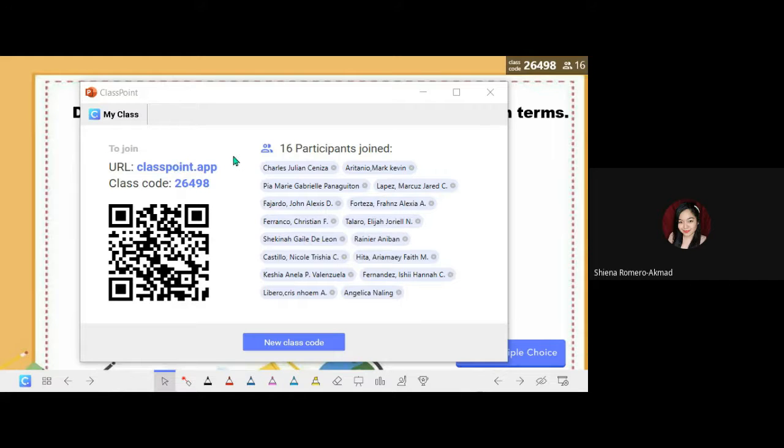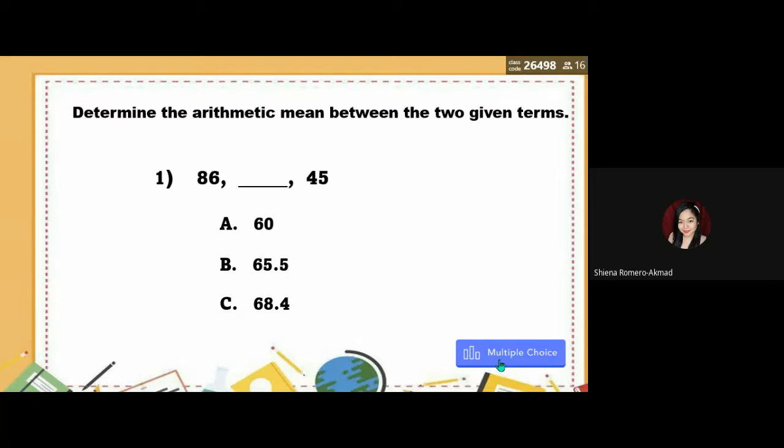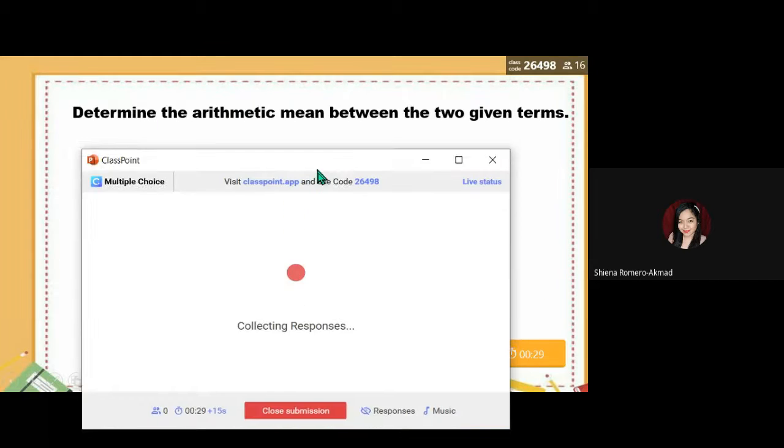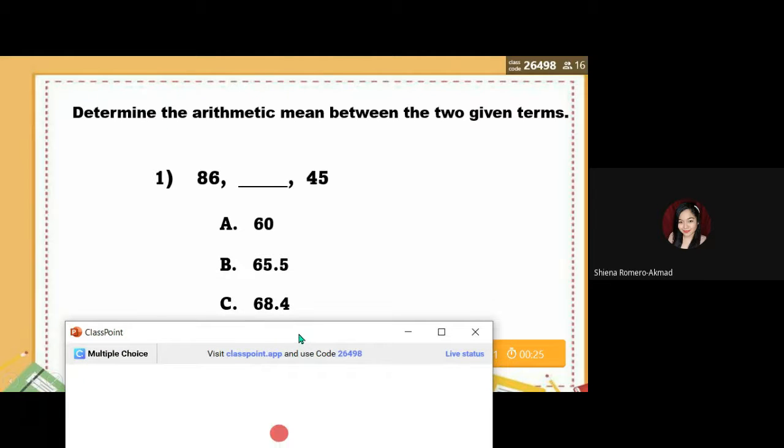Okay, and we have Angelica Nali. So I guess, pwede na tayo mag-proceed. So number 1, 86 blank 45, A 60, B 65.5, or C 68.4. Ayan. So pwede na kayong sumagot.